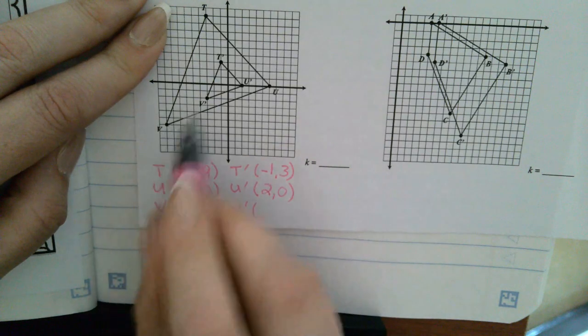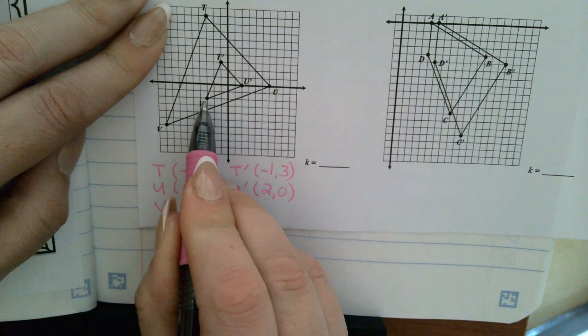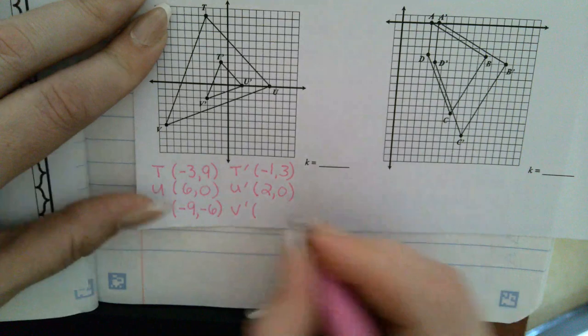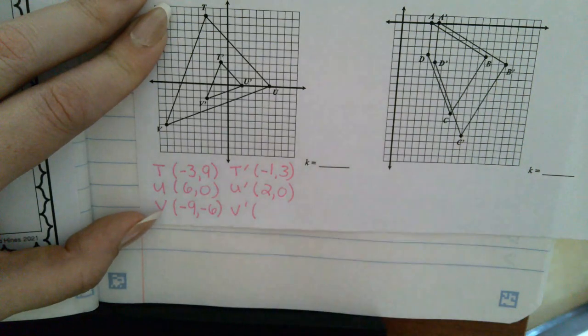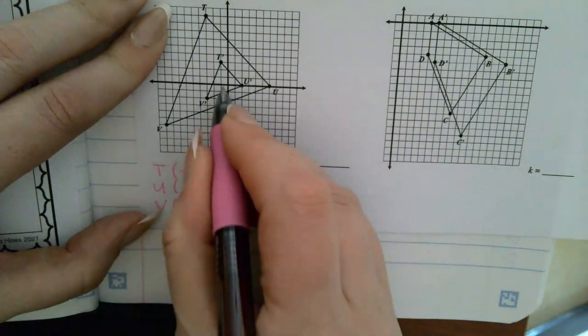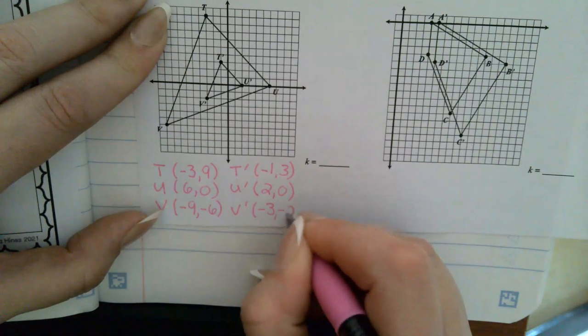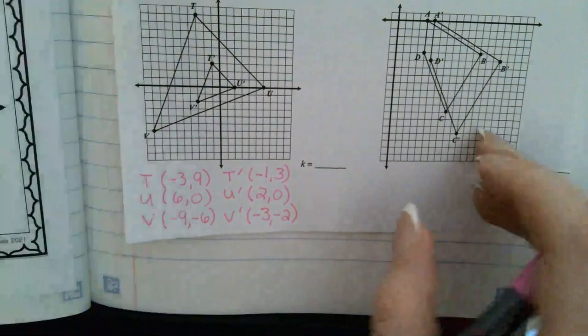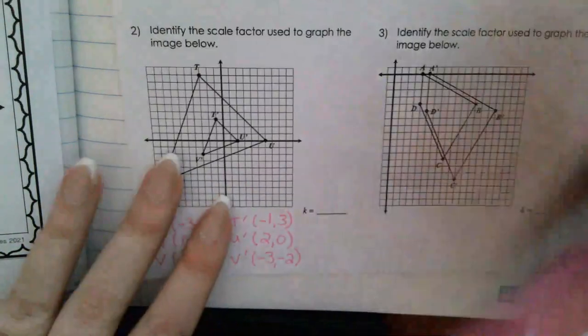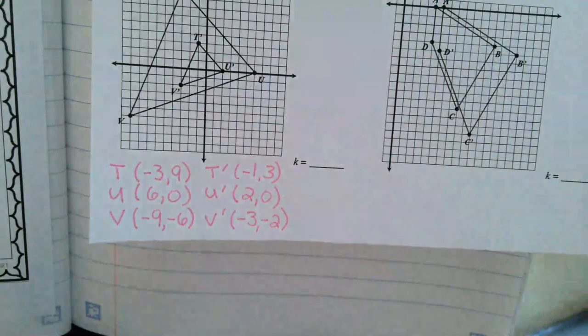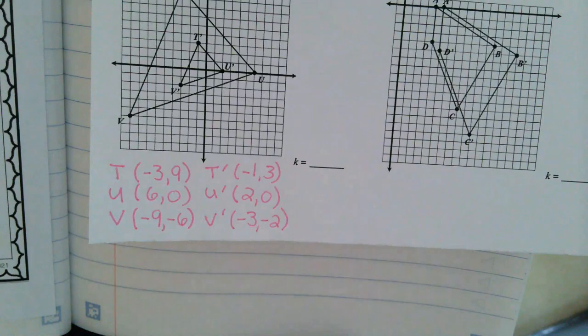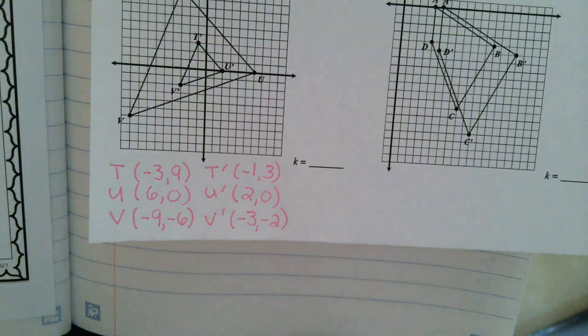And V prime. List the -3 first because I'm going to the left. So -3, -2. Okay? You can pick any set of those coordinates. Like you can compare T and T prime, U and U prime, or V and V prime. Doesn't make a difference. Somebody tell me which one you want to compare. U. Okay. That's what we did last class too.